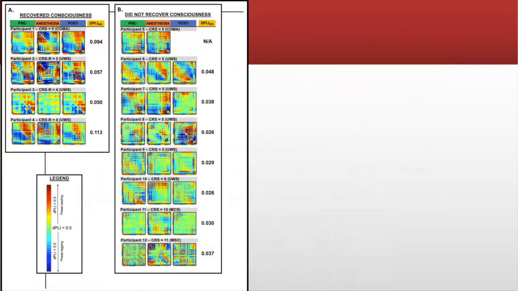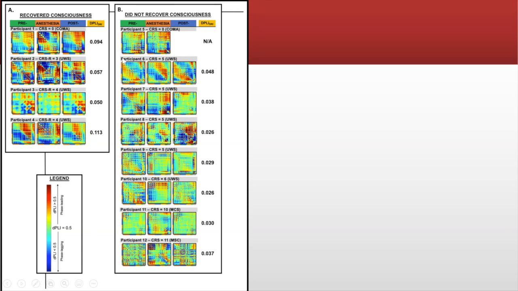So here is, I know this is a bit of a busy figure, but I wanted to show you all of our participants. And I'm going to zoom in on three so that we can actually see the details. These are the DPLI plots of all 12 of our DOC participants. You're looking at them divided between individuals who eventually did recover consciousness, four of those in panel A, and eight individuals who did not recover consciousness in panel B. And just to orient you to the figure, this column here is before anesthetic, this column is during anesthetic, and this column is after anesthetic.